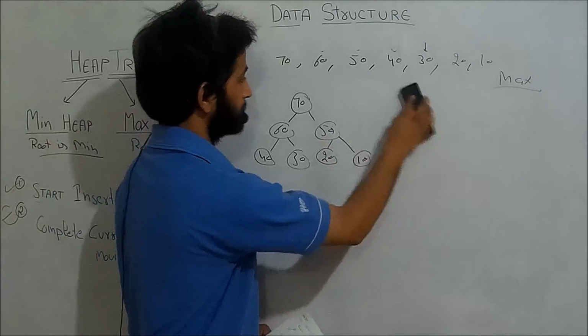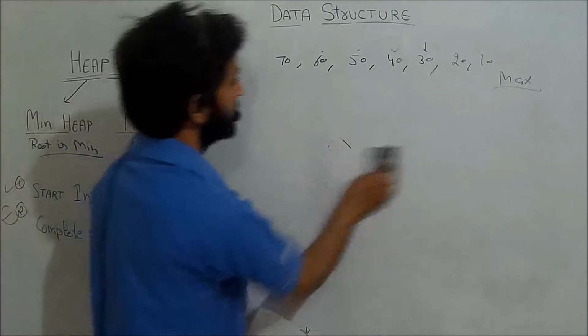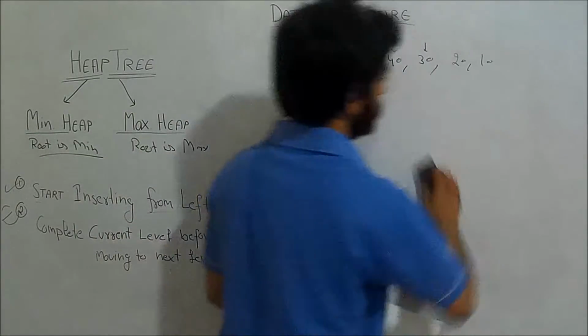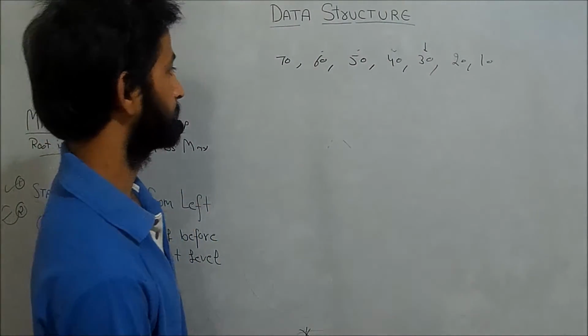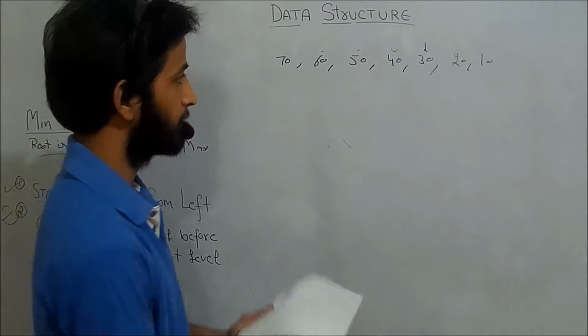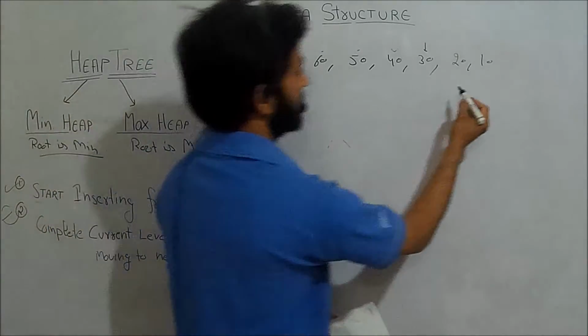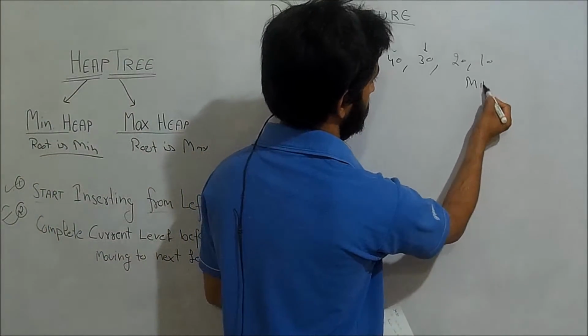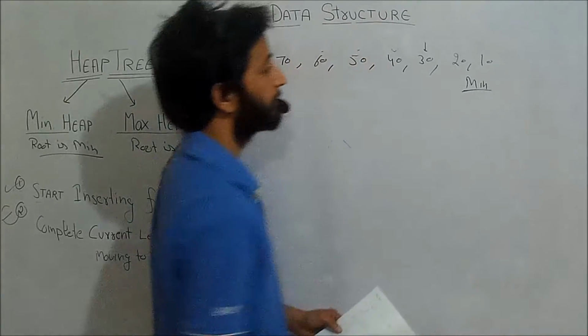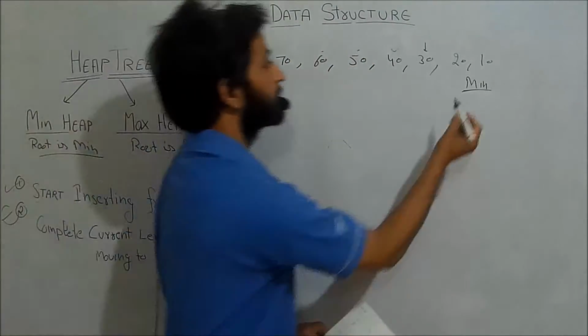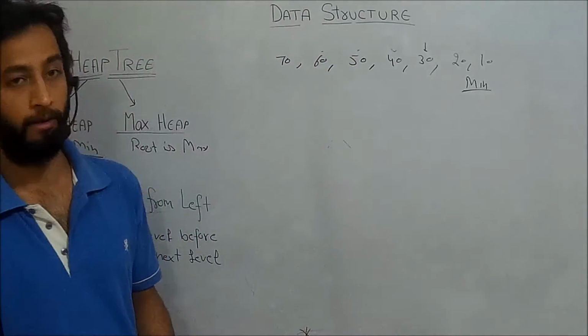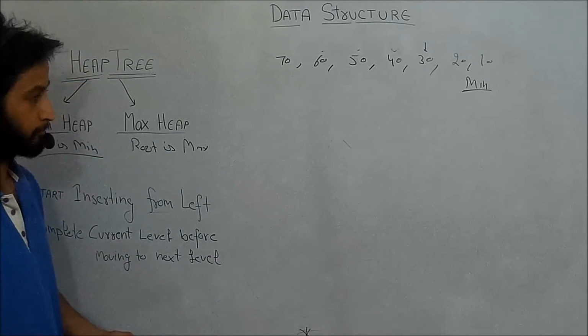In max heap, the root node is always maximum as compared to children. So let us construct a min heap and find how many interchanges it will require to construct a min heap for the given input.